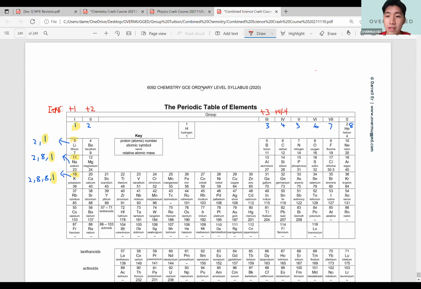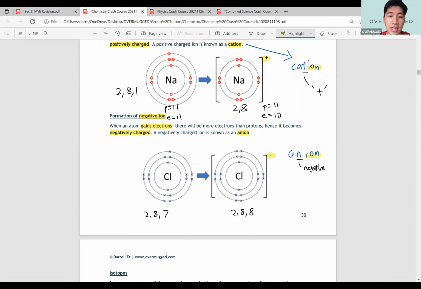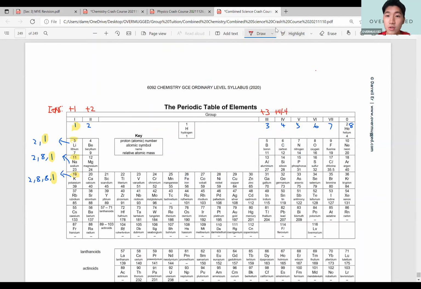Now let's do group 7. Okay, group 7, what would the charge be? Just now chlorine was what? Chlorine was 2, 8, 7, right? It gained an electron. So the charge became negative. So group 7 is -1.